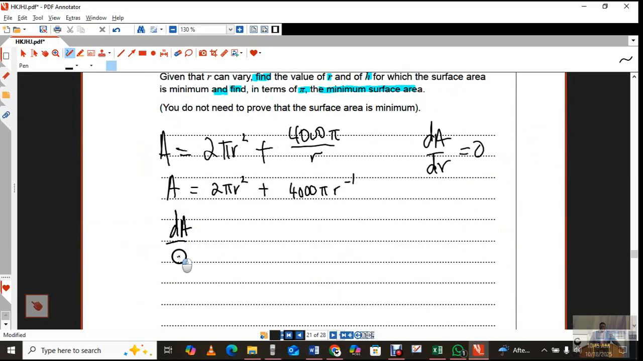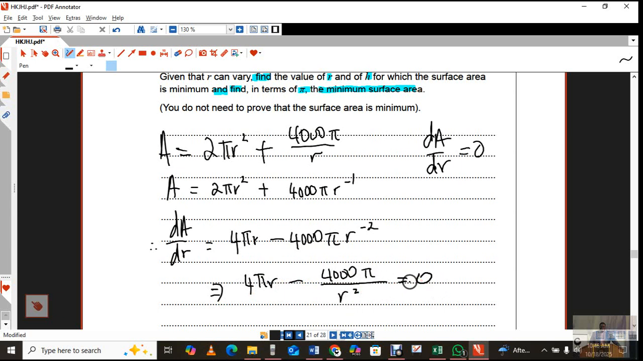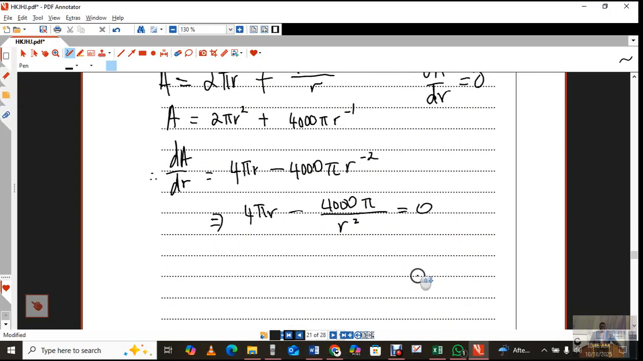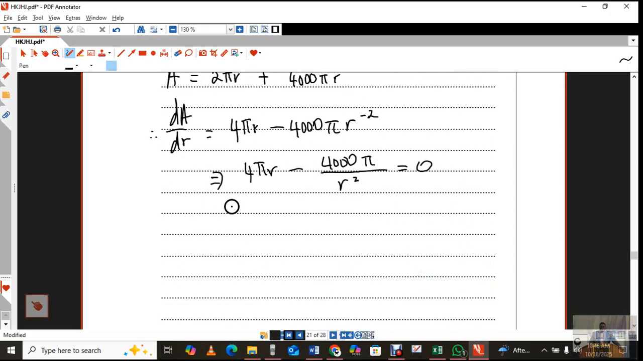So therefore, dA/dr is going to be 4 pi r, and the negative times that is going to be negative 4,000 pi, and then you have r to the negative 2. Take away 1 from there. So this I can now rewrite as 4 pi r minus 4,000 pi over r squared. And I know that it should equal 0. That's why I want to do that.